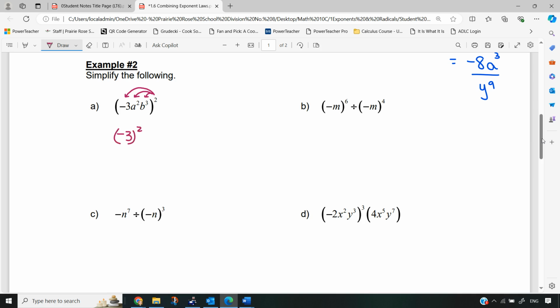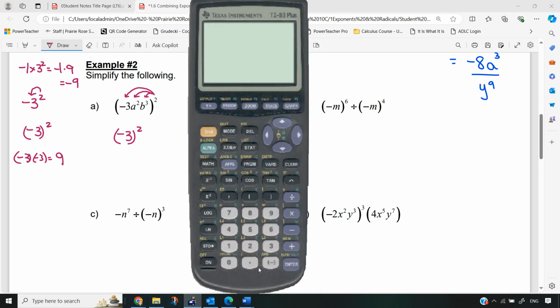It's important to note that negative 3 squared is different than negative 3 in brackets squared, because if there's no brackets, that means the 2 only applies to the 3. So that would be like negative 1 times 3 squared, which is negative 1 times 9, which is going to give me negative 9. If I have negative 3 in brackets squared, that means negative 3 times negative 3, which is a positive 9. Now we can also verify that with our calculator.